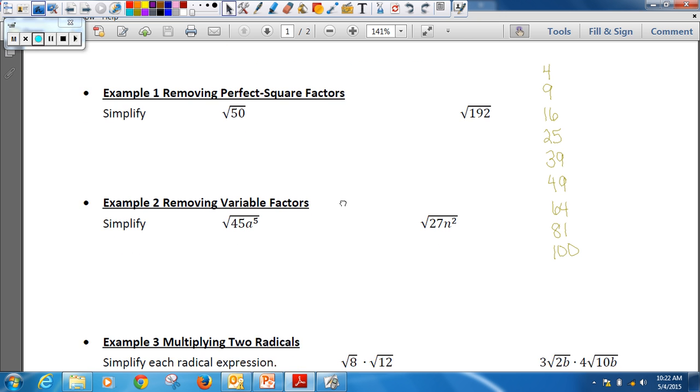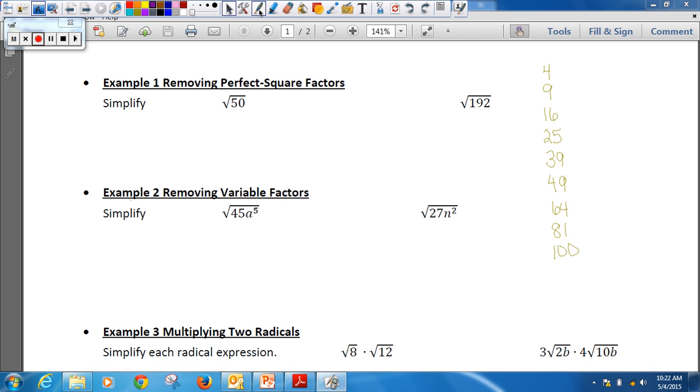To remove perfect square factors, our first one is to simplify the square root of 50. So I rewrite it and I look over here and see what perfect square will go into that. 25 times 2 is 50. So I rewrite it as the square root of 25 times 2. 25 is your perfect square. The square root of 25 is 5. So you bring it on to the outside because the square root of 25 is 5. I'm still left with the square root of 2. There are no perfect squares left in 2, so my answer for square root of 50 simplified is 5 square root of 2.